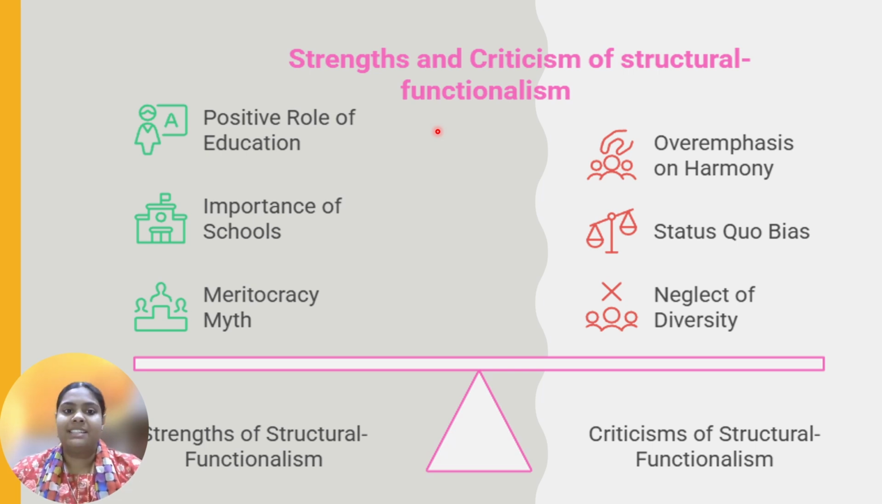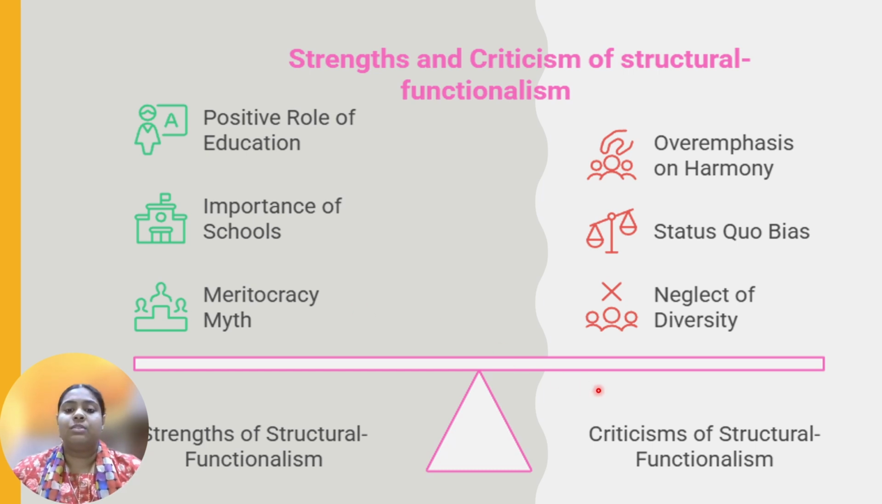Now, let's see the strengths and criticism of the structural functional approach. First, the strengths of the approach. It gives great importance to the positive role of education. It states that education develops an individual in a social well-being. Next, it also gave great importance to schools. As we know, it states that school is a miniature part of a society or a miniature society. Next, it supports the concept of meritocracy.